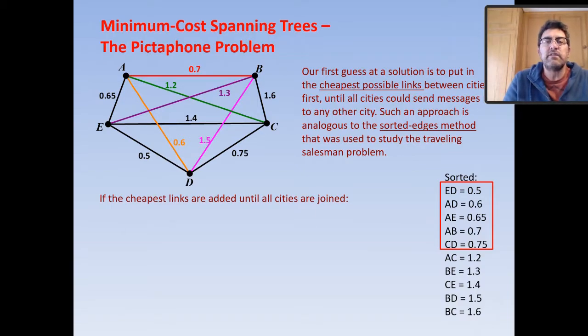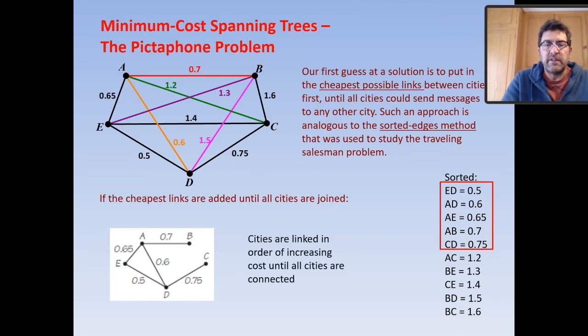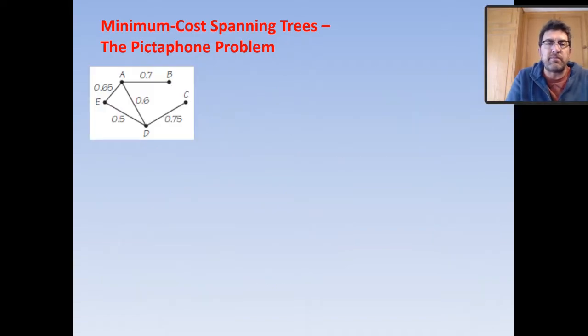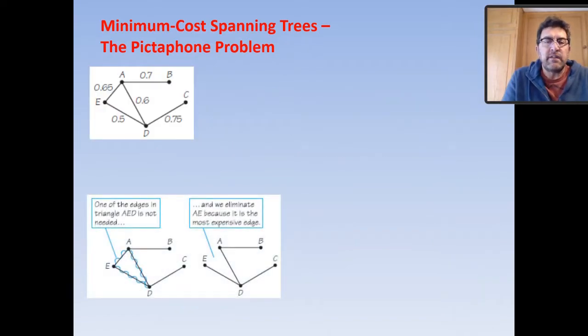Okay, so there's 5 vertices. To make sure all the cities are joined, we're going to use the first 5. Now if we look at that graph, having used the first 5, the cities are linked in order of increasing cost until all the cities are connected. Now we can see that there's a problem, folks. At EA, we have formed a circuit by connecting EA as well.